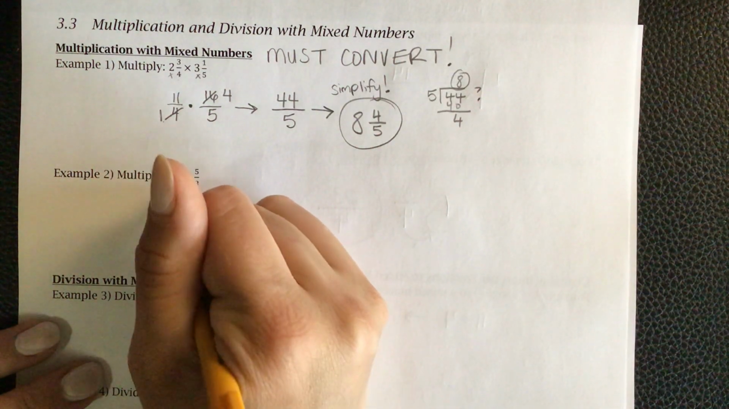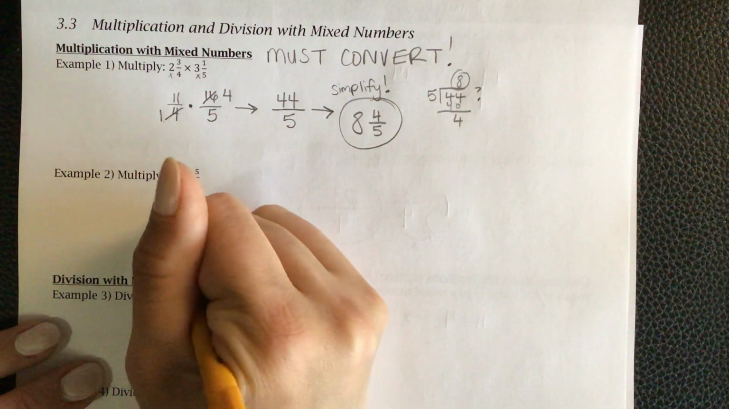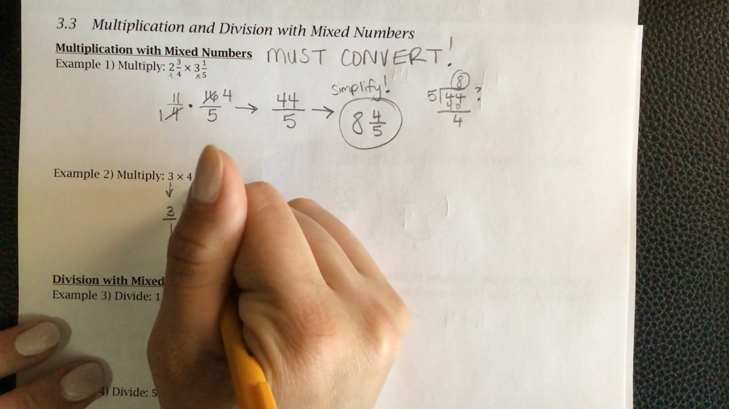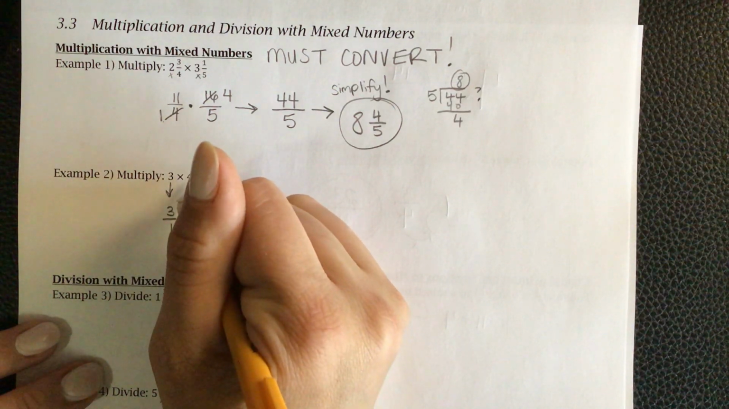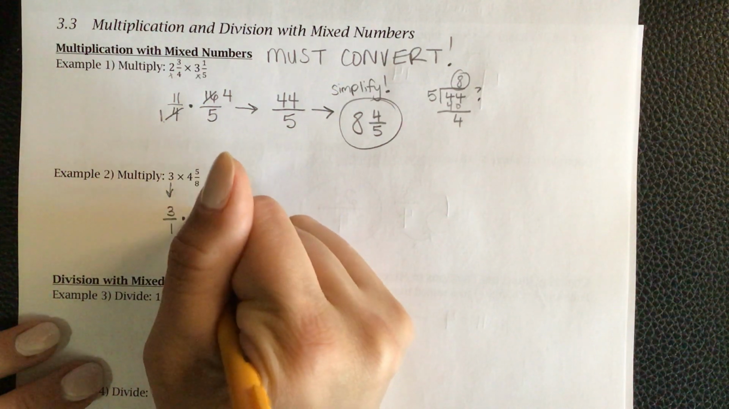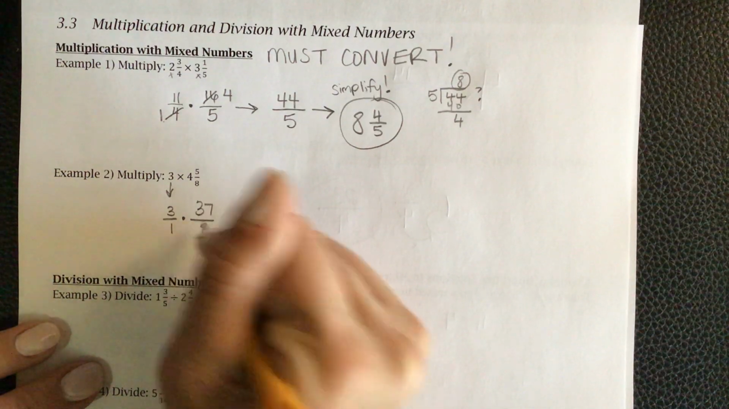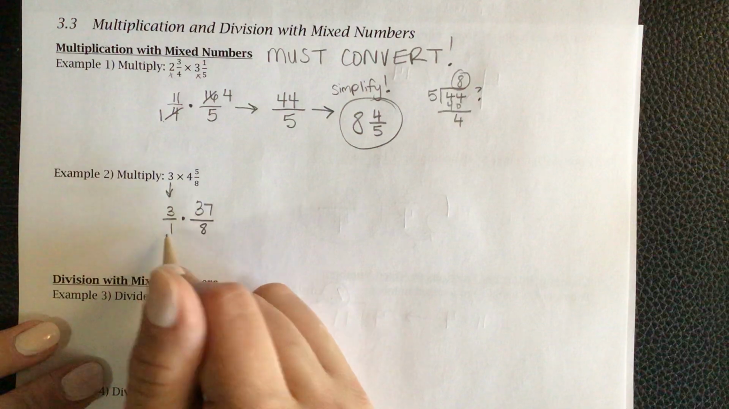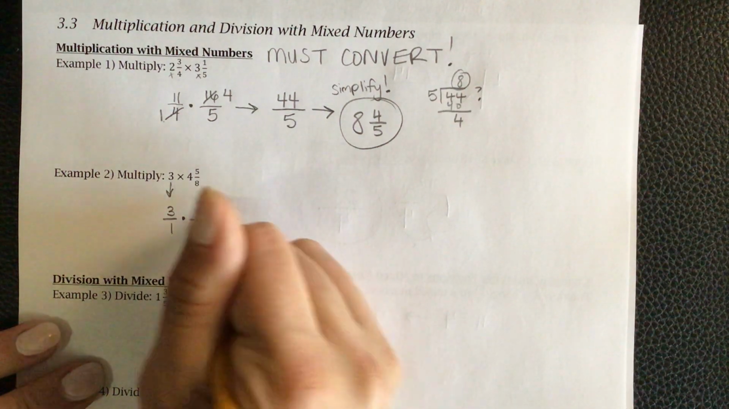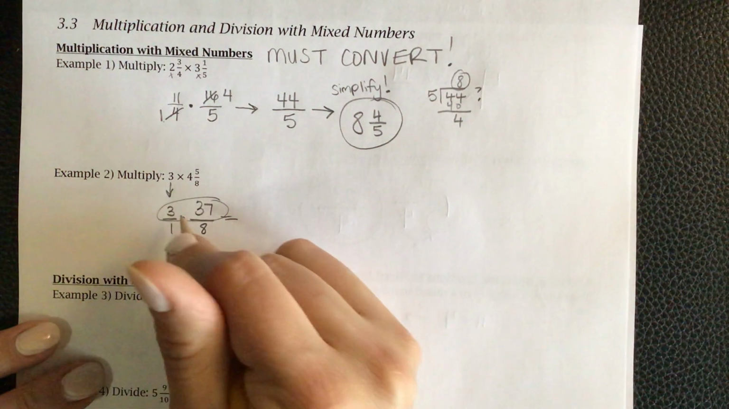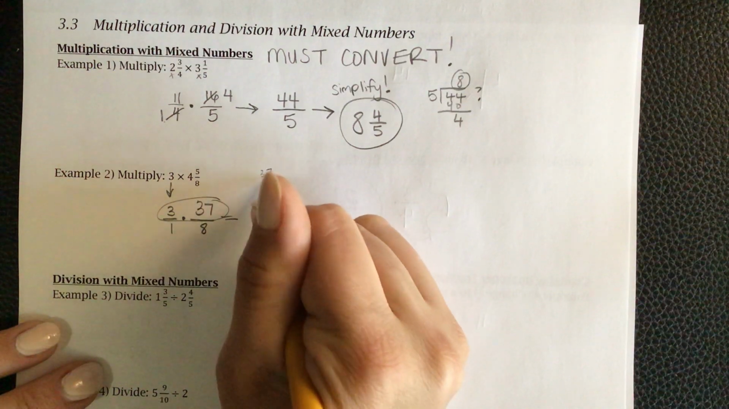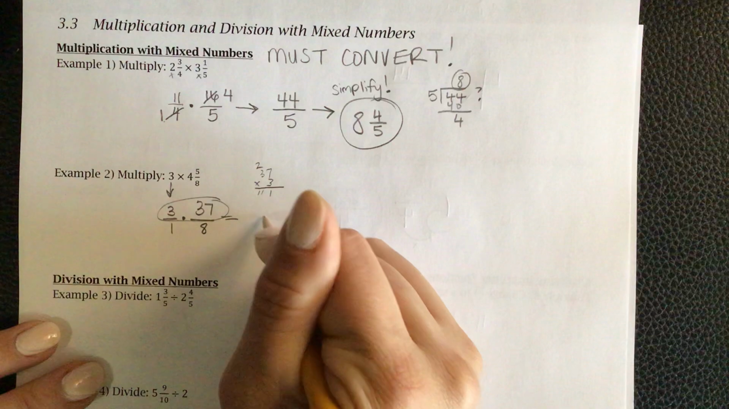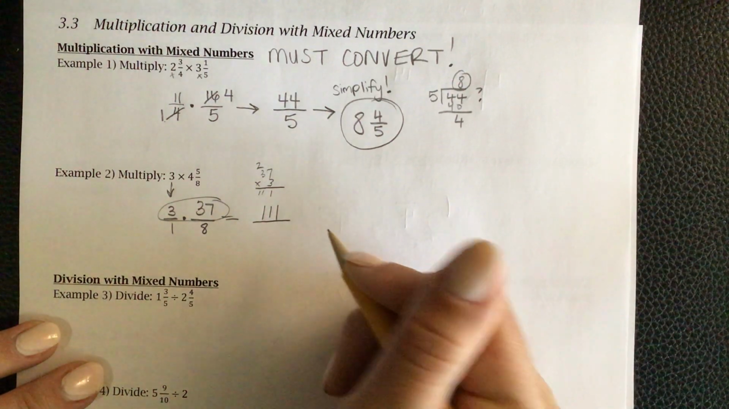Let's do another one. We have a whole number of 3, which is the same as 3 over 1, times 8 times 4 is 32, plus 5 is 37 over 8. Unfortunately, there's nothing I can do to simplify, so I must multiply straight across. 3 times 37, and if you're not sure, set it up so that you have your answer. And I'm going to get 111 over 8.